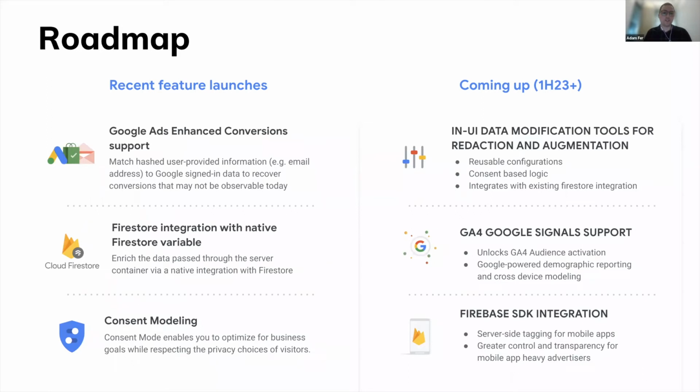And finally, wanted to touch on a few things in the roadmap. So a few recent feature launches, we've launched enhanced conversion support for Google Ads. So this is the PII-based conversion data collection that supports and makes your measurement more durable in the long term. On that front, we also have full consent modeling support, which is less relevant in the US, but in Europe, where consent banners are often in place, this type of modeling becomes very important.